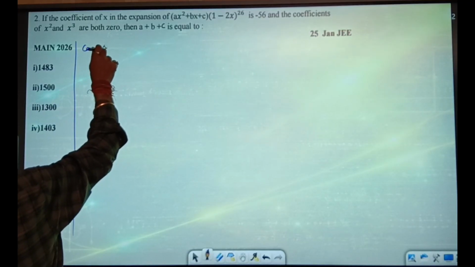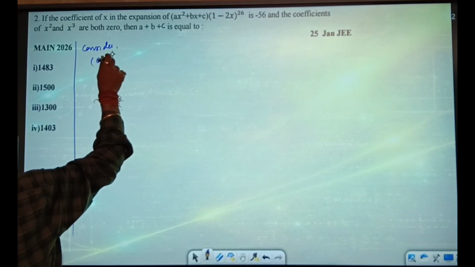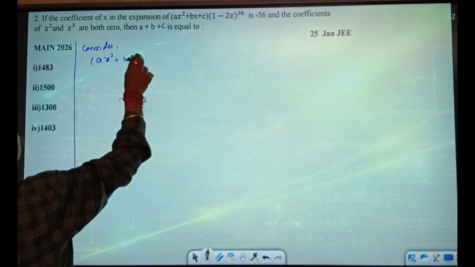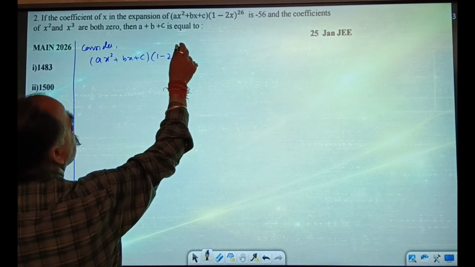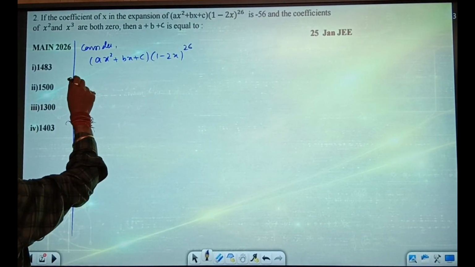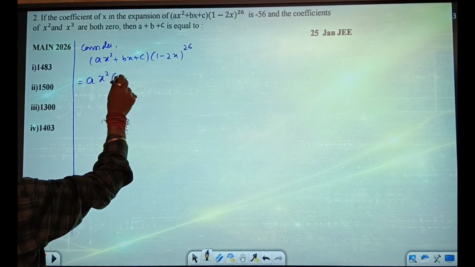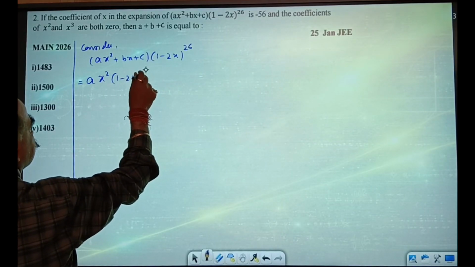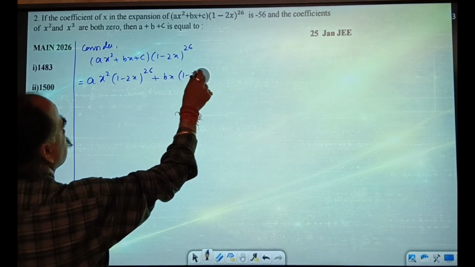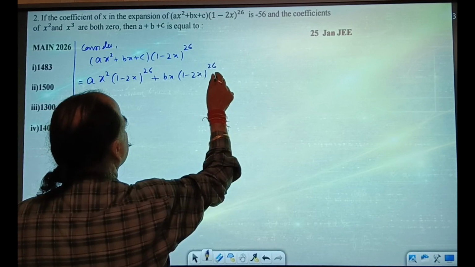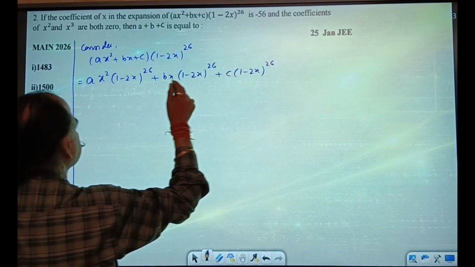Consider (ax² + bx + c)(1 − 2x)^26, which is the same as a·x²(1 − 2x)^26 + bx(1 − 2x)^26 + c(1 − 2x)^26.